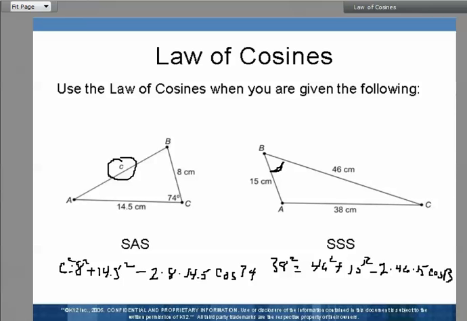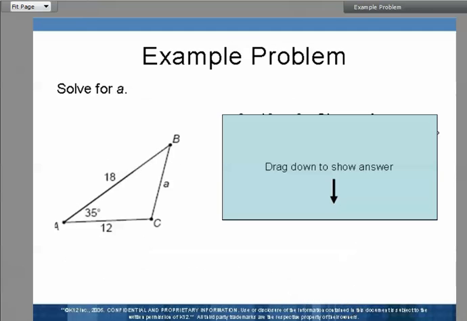I've got numbers everywhere, right? I can subtract, I can divide, and I'll find that cosine B is equal to a number. I can take the inverse cosine of whatever number I get, and that will be the angle. That's the way you work these type of problems. They're really, really simple to do. You just have to look at them for a while, okay?